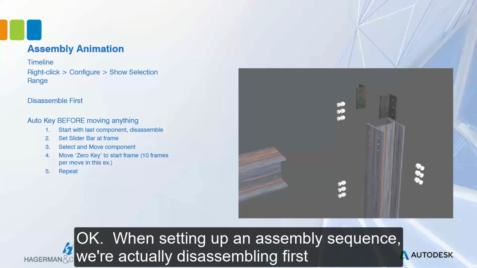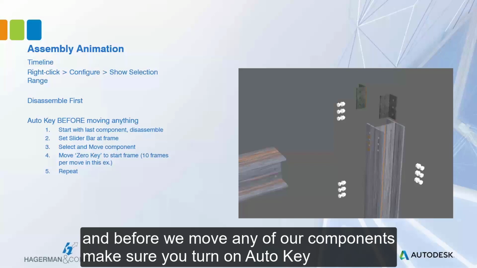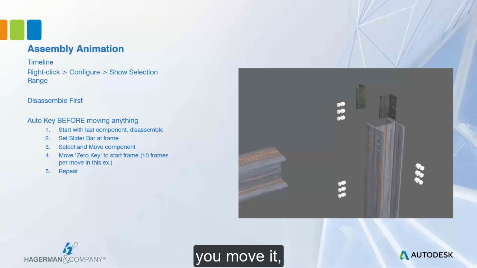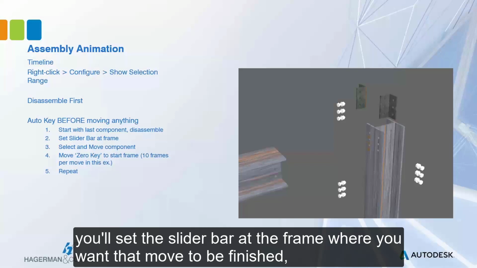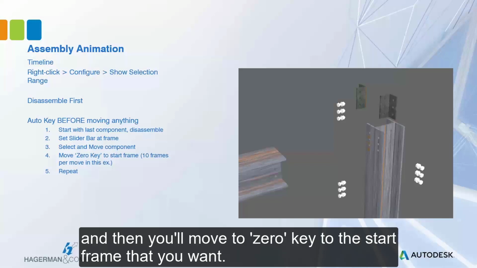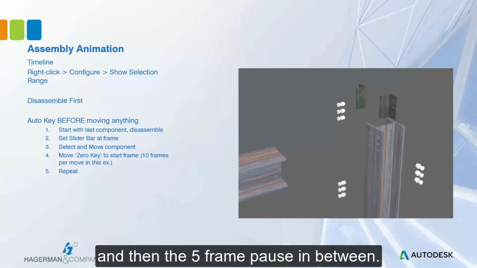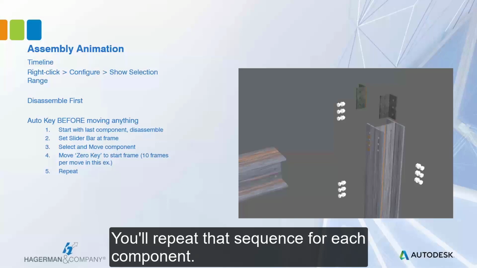Okay, so when we're setting up our assembly sequence, we're actually disassembling first. And before we move any of our components, make sure you turn on auto key. And then you'll start with your last component. You'll move it. You'll set the slider bar at the frame where you want that move to be finished. And then you'll move the 0 key to the start frame that you want. And in this example, I went with 10 frames per move and then a 5-frame pause in between. And you'll repeat that sequence for each component.